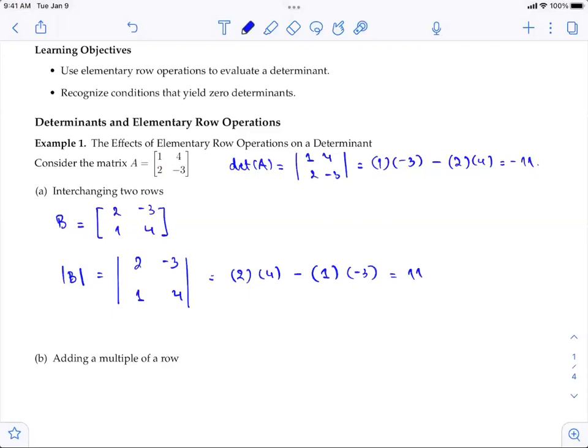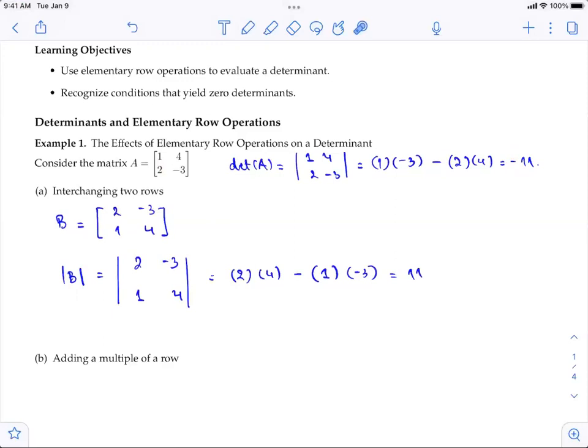So you notice, even though that is just one example, you may notice that the determinant of B, of this new matrix, is the opposite of the determinant of A. Right. So that's one thing we notice for elementary row operations and the determinant. And we will write down a more formal definition for that later on.